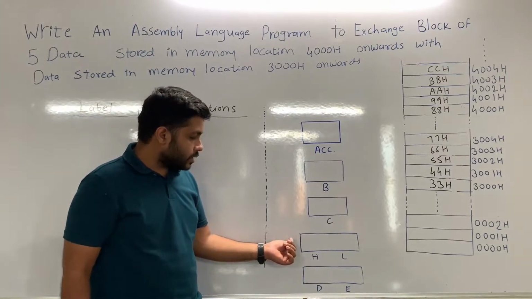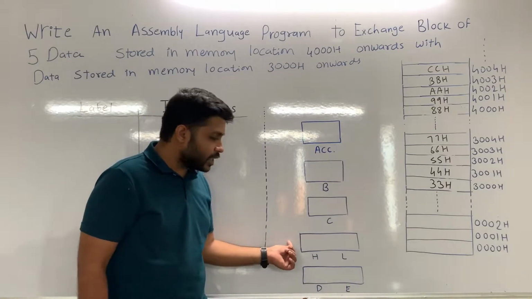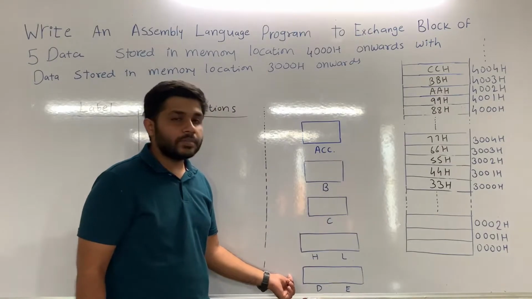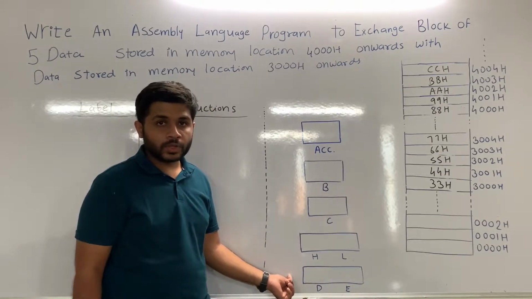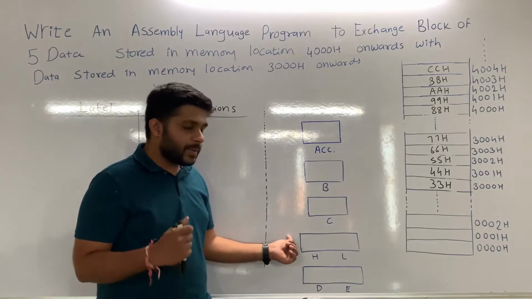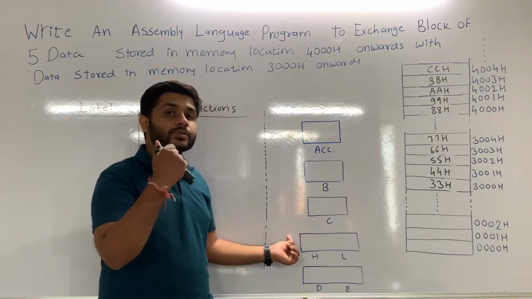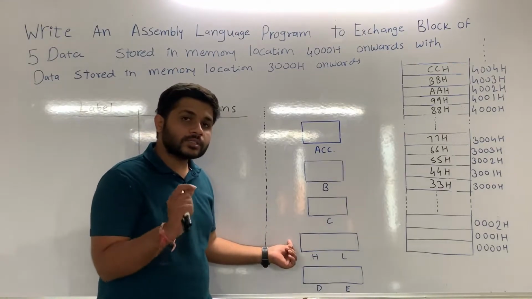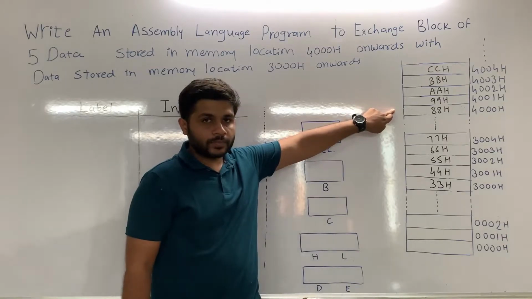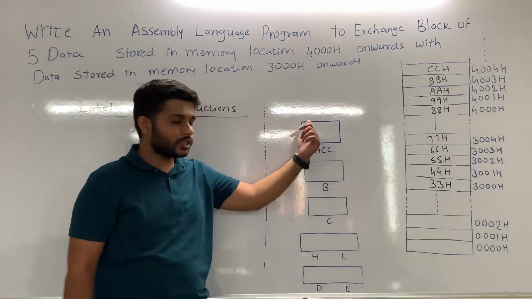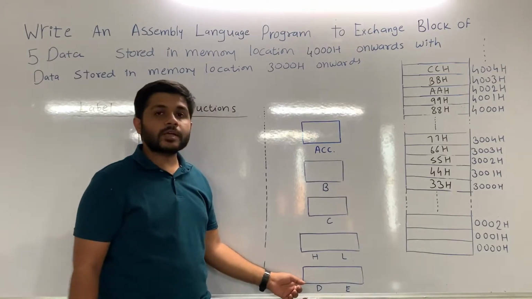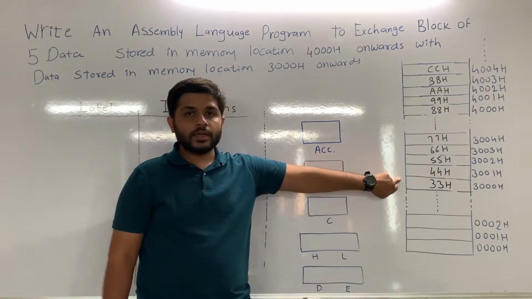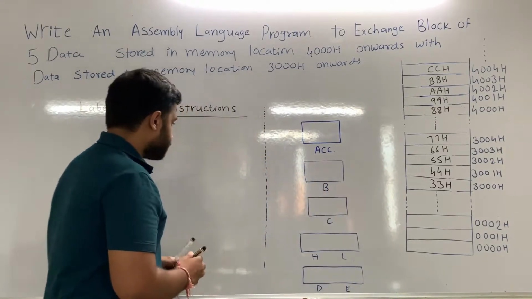After that, we will use the HL and the DE pair. The HL pair will be used as source memory pointer and the DE pair will be used as destination memory pointer. So what is the source memory pointer? It is a memory location from where we will receive the data. So we will initialize the source memory pointer with 4000H because we will receive the data from the 4000H, and the DE will be considered as destination pointer and we will initialize the destination pointer with 3000H. Now let's see the program.